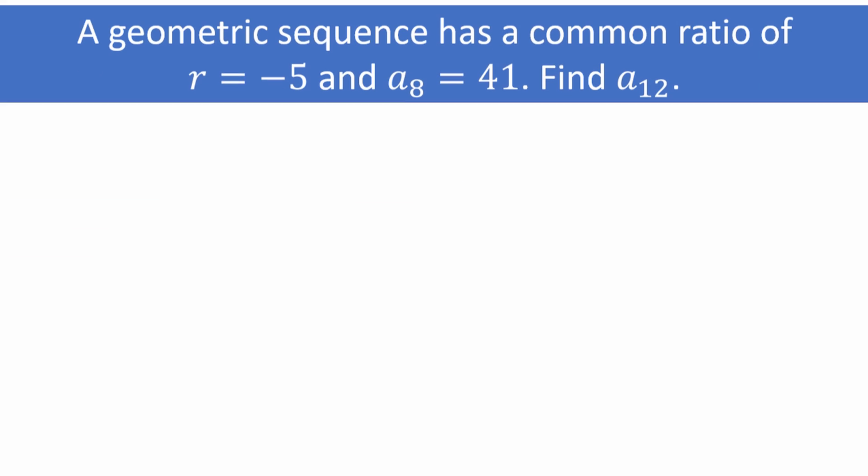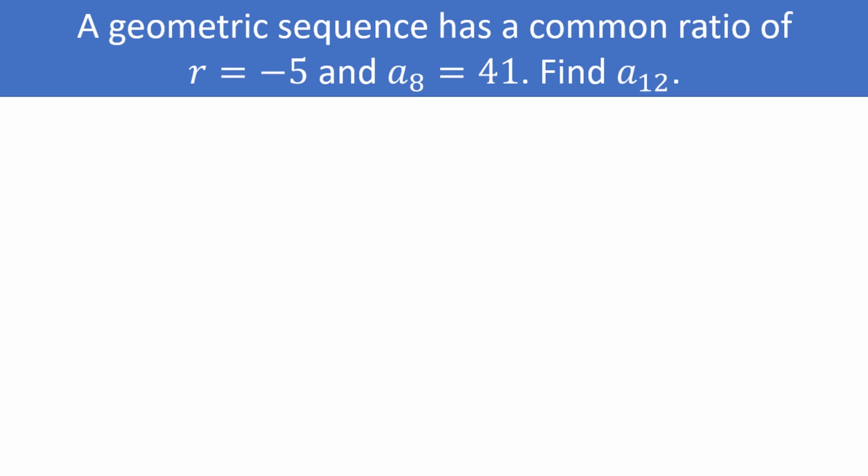How about this one? A geometric sequence has a common ratio of r equals -5, and the 8th term, a sub 8, is equal to 41. Find the 12th term, a sub 12. Now, we don't have the first term, so we can't write an explicit formula. There are two ways to solve this.